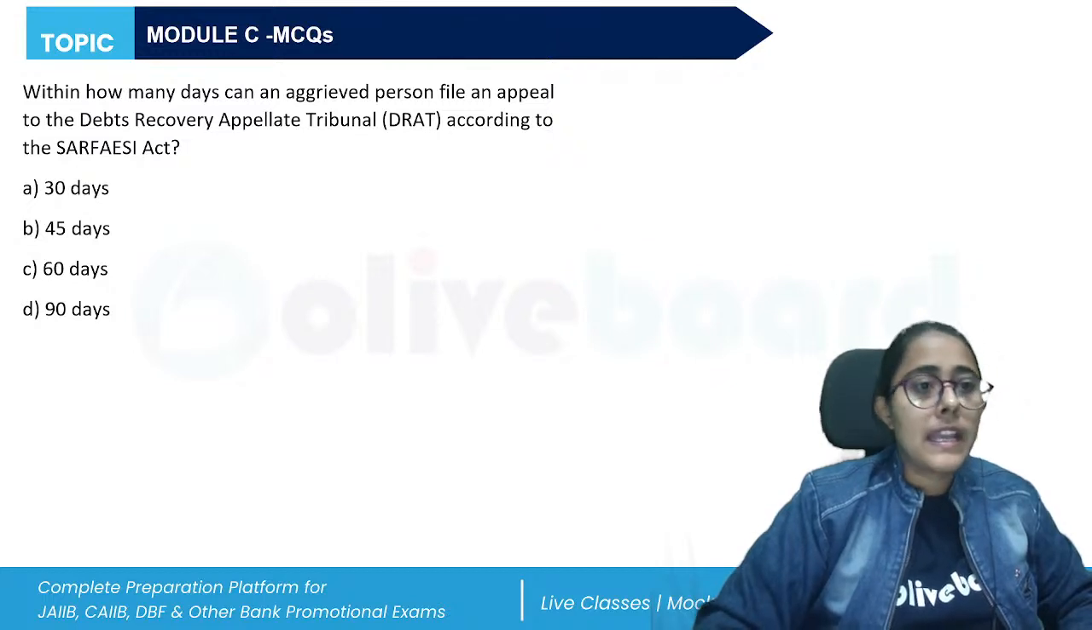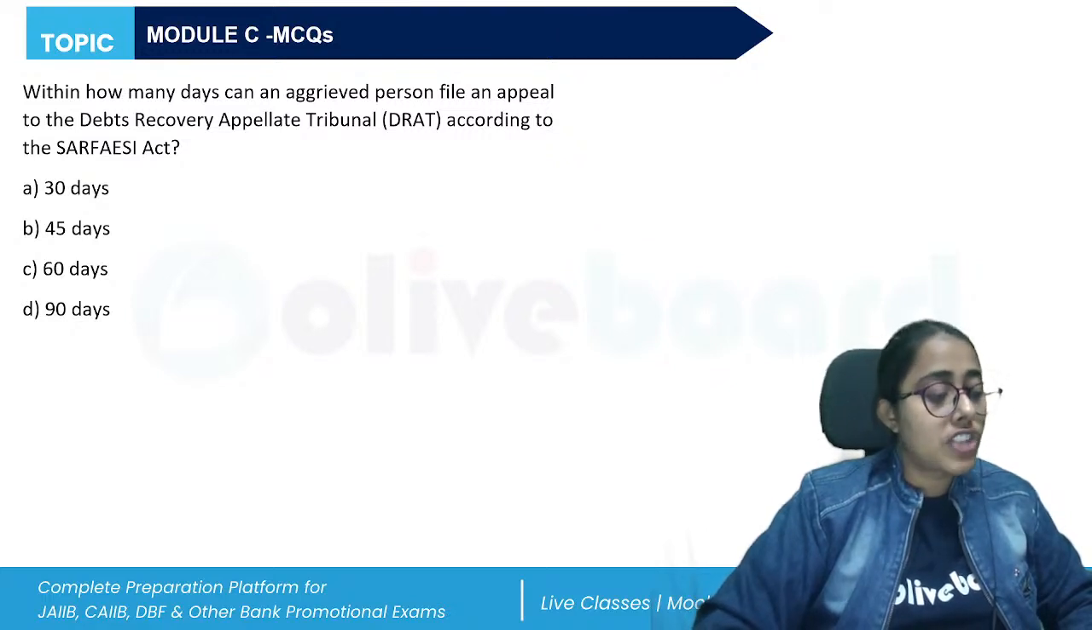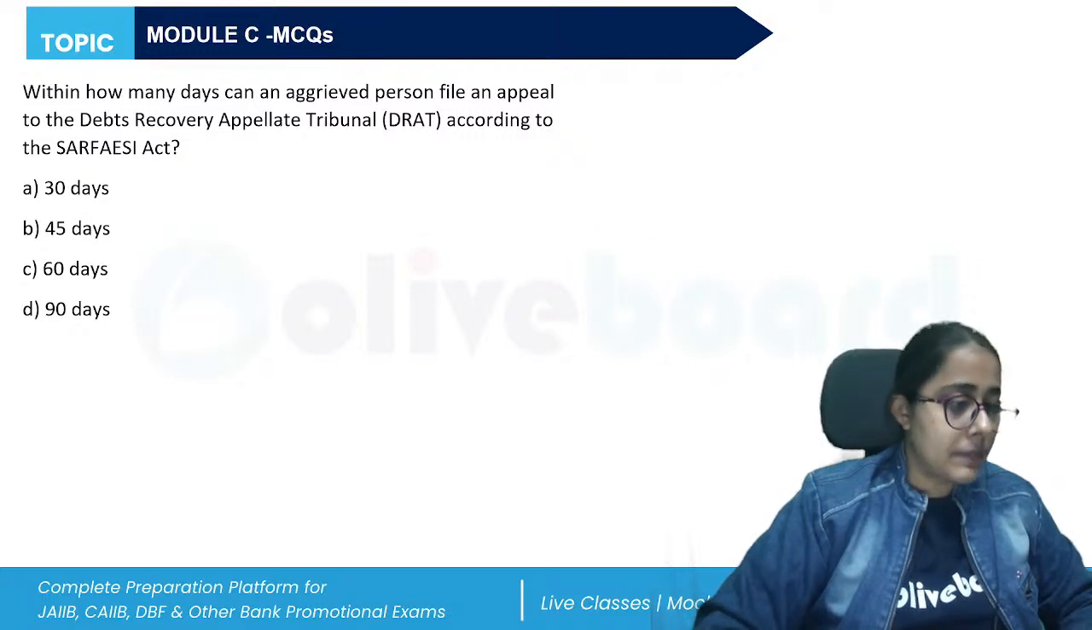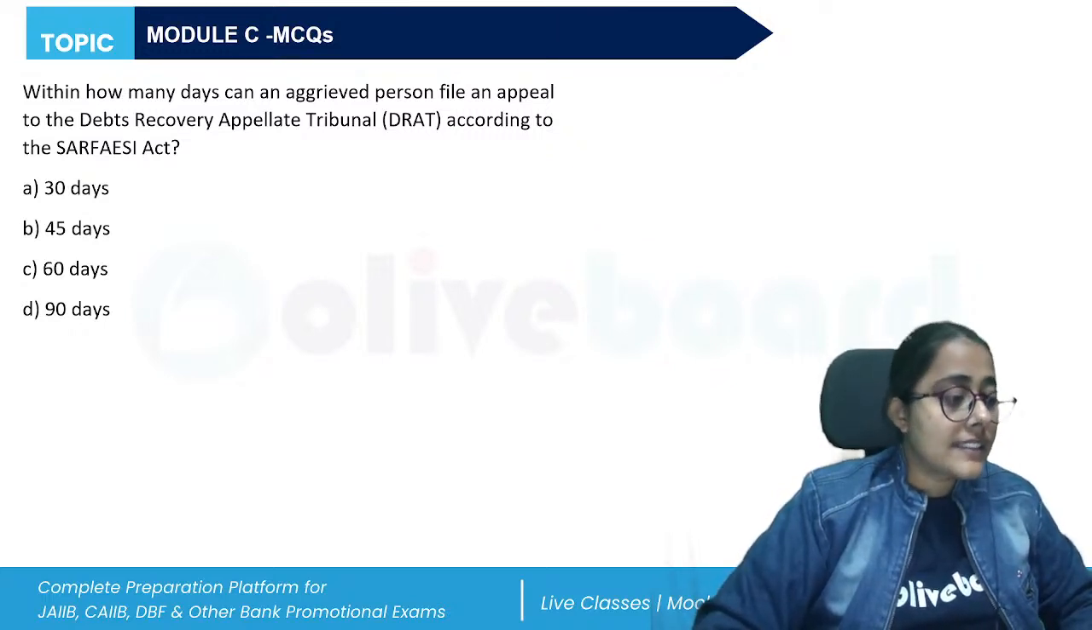All right. Next, within how many days can an aggrieved person file an appeal to the DRAT, according to the SARFAESI Act? So, the aggrieved person, the borrower, can make an appeal to the Debt Recovery Appellate Tribunal, but they have to do so within a certain time limit. So what is the time limit? Whether it is 30 days, 45 days, 60 days, or 90 days.